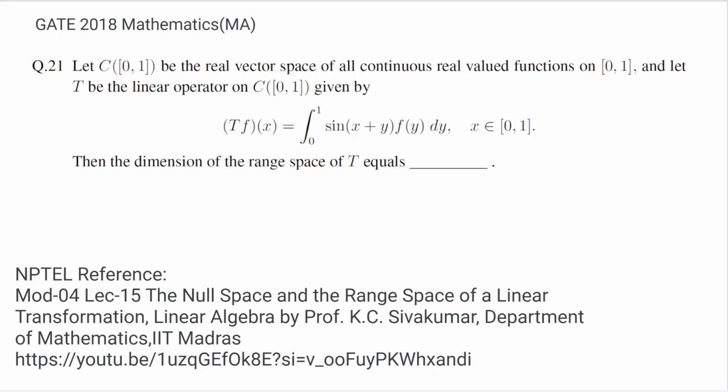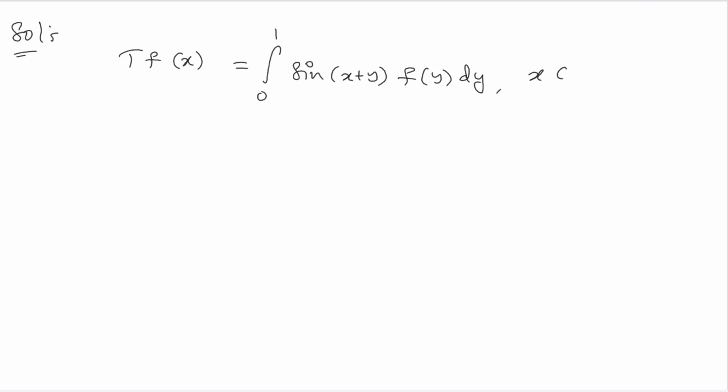So now coming to the solution. By just looking at this integration, one can think it is difficult. But when you put pen on paper, you can see it can be done in a single minute. So it is given T f(x) is integration 0 to 1 sin(x + y) f(y) dy, where x is in [0, 1]. So we have to calculate this expression.